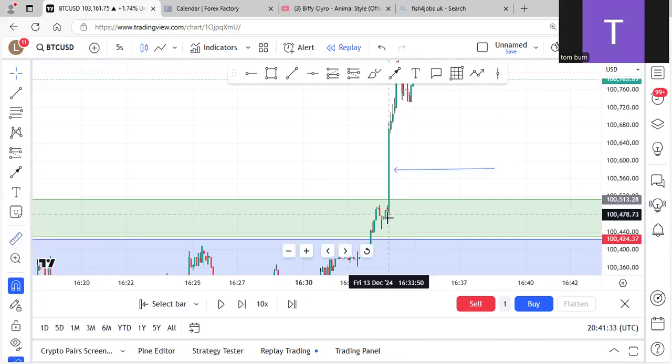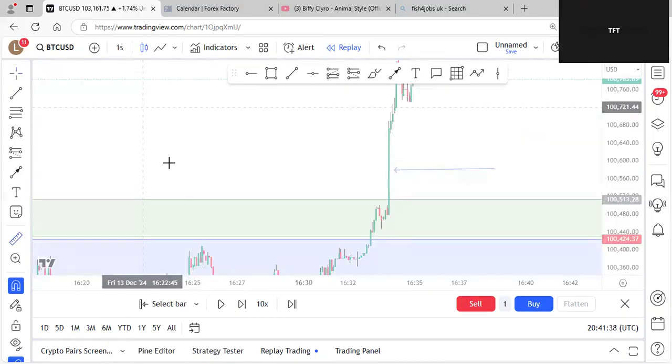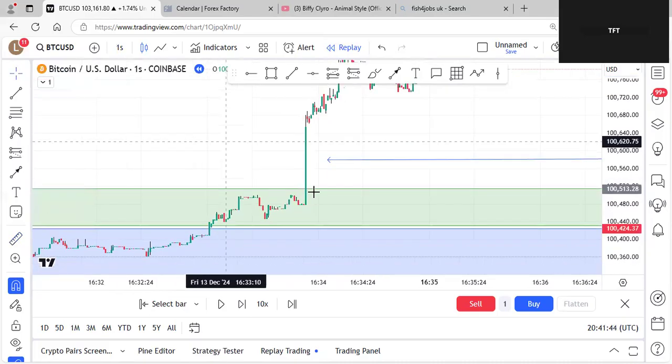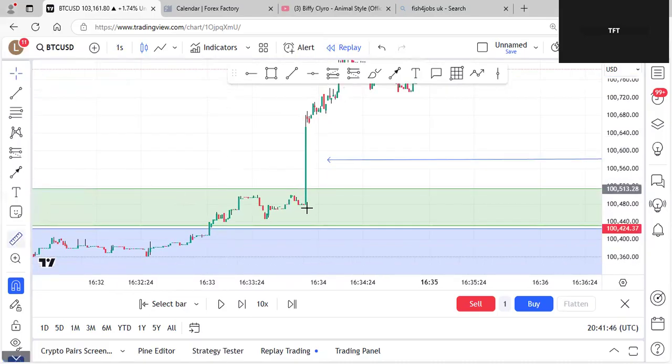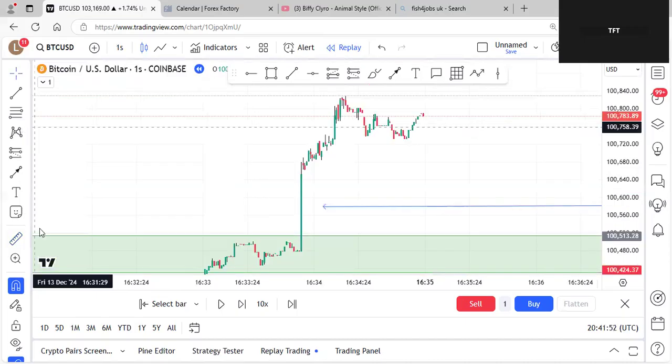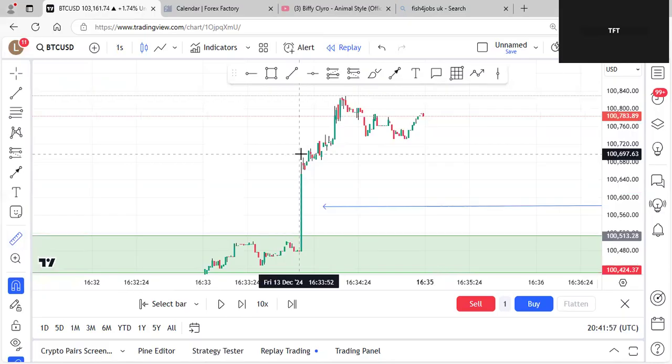What's that big candle like on the 1 second, Lee? It's about the same, I think, if I remember rightly. I don't think it's quite as big, but yeah, it's still huge, mate. Like 1 second for all that is huge. Obviously, Bitcoin's wild at times.